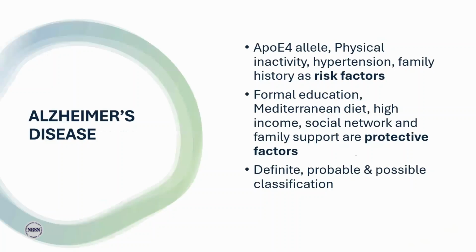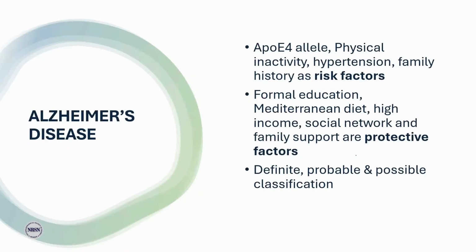Now, the risk factors for Alzheimer's disease include the apolipoprotein E4 allele. Studies have shown that if a patient inherits one of the alleles, it increases the risk of Alzheimer's disease by three times. And if the person inherits both alleles, it increases the chances of getting Alzheimer's by eight times. Physical inactivity, hypertension, and a family history of Alzheimer's disease are also risk factors.